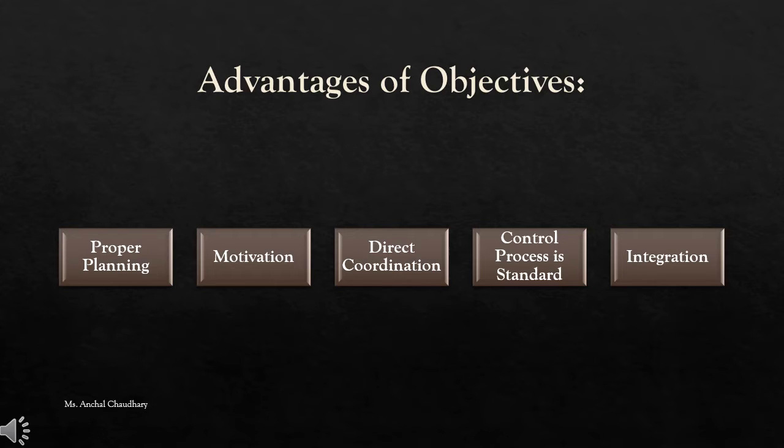Advantages of objectives. First is proper planning. As I said, objective is the base for planning. If the organization doesn't have an objective, then for what direction will you do the planning? So it is very important to have an objective. If you have an objective, you are able to do proper planning so that you can achieve it. It encourages proper planning, the basic idea and fundamental theories of planning, to achieve the basic thing in the organization.